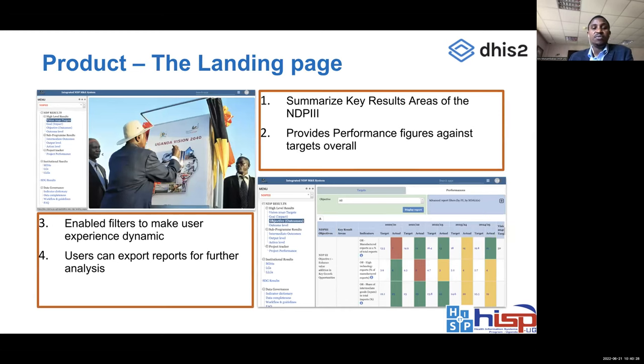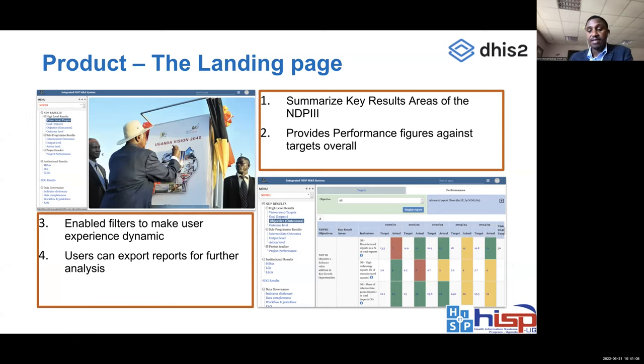In terms of the products, like I've mentioned, we have put in place an application based on DHIS2 that summarizes key result areas for the program, and then also provides performance figures against targets overall. So what you see on this side is really a landing page, which is one of the applications that I mentioned that summarizes data and information.